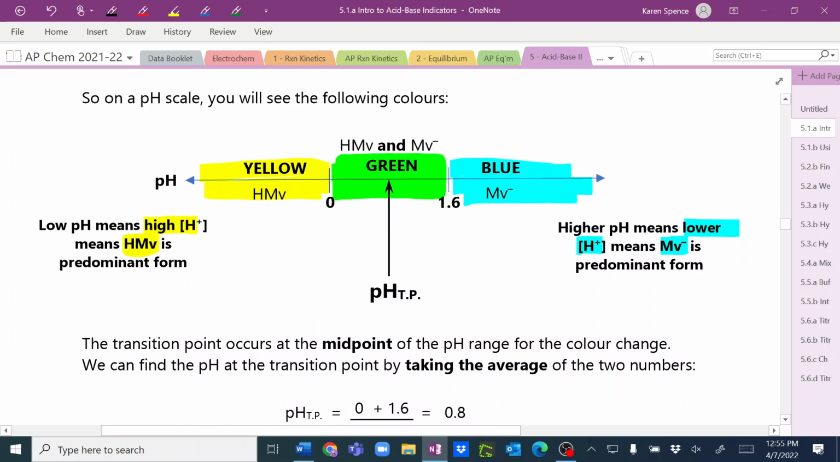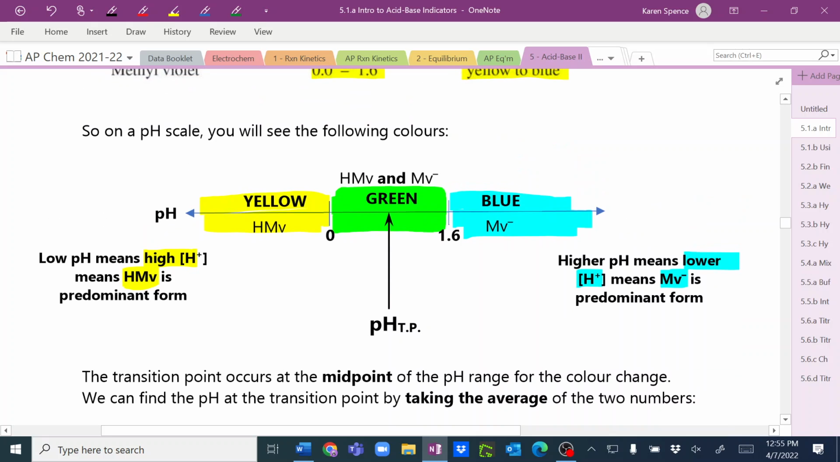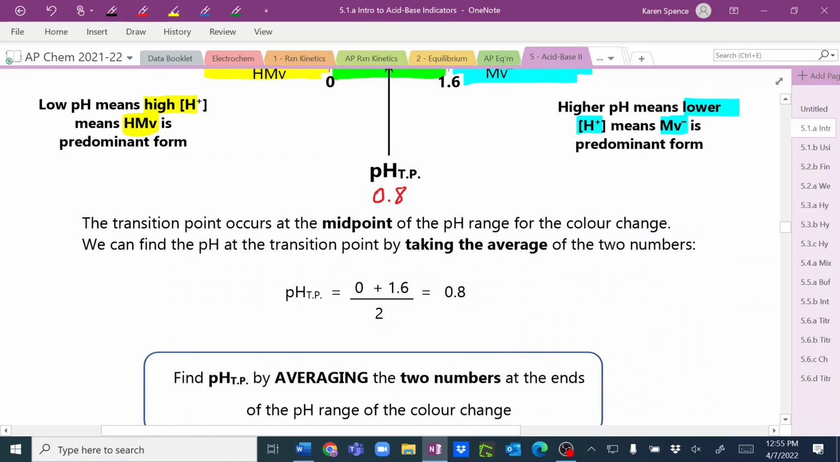Now the pH at the transition point is the halfway point between 0 and 1.6. So what is that value there? What is halfway between 0 and 1.6? 0.8, yes? This one's really easy because it's between 0 and 1.6, but generally you can just take the average. Just add the two endpoints and divide by 2.